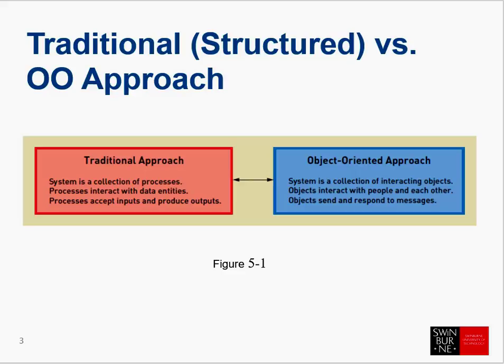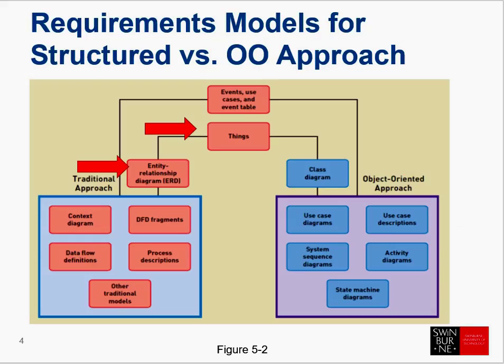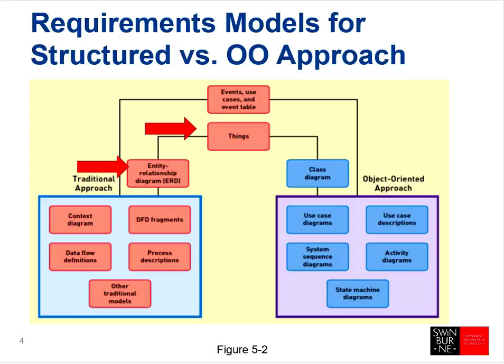So when you model system requirements, the traditional and object-oriented approaches to requirements modeling employ different models, right? We will learn the different models in these two approaches in coming weeks. This is what we are going to learn in these two weeks' time. So we are going to learn the left hand side of this diagram.